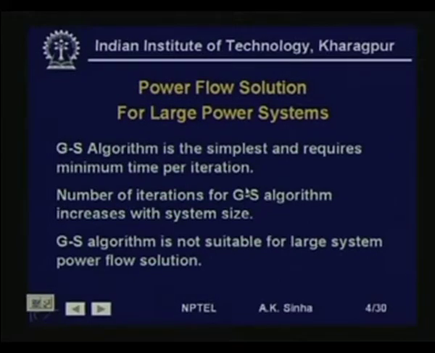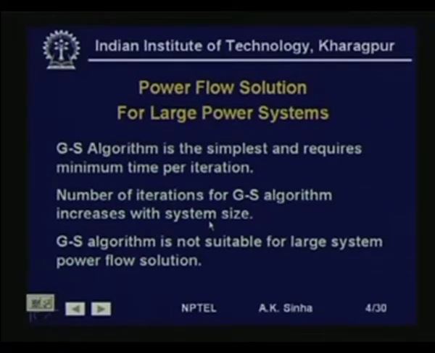So, as we discussed in the last lesson, the Gauss-Seidel algorithm, though it is the simplest and requires minimum time per iteration, the number of iterations is dependent on the system size and therefore increases with system size. Because of this, the total time taken for the Gauss-Seidel algorithm for large systems becomes much more than the Newton-Raphson or the fast decoupled algorithms, and therefore it is generally not preferred over the other two algorithms, that is Newton-Raphson and fast decoupled algorithms.